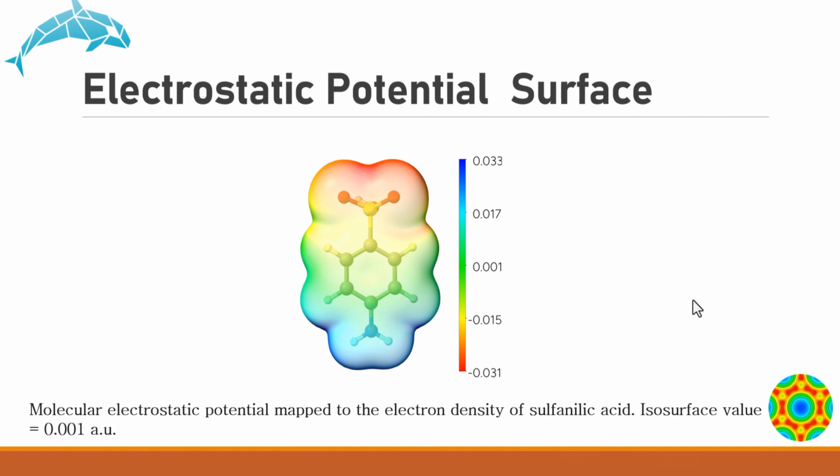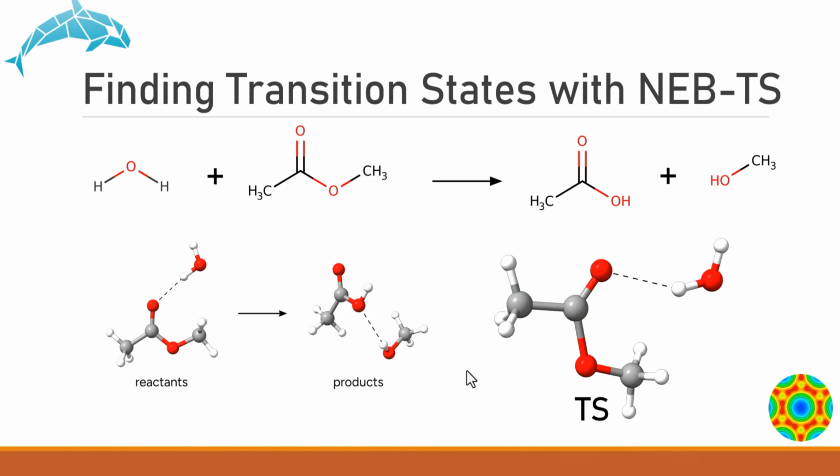Then we can also do electrostatic potential surface analysis. What we can do with Gaussian, we can also perform here. This is the molecular electrostatic potential map for this sulfanilic acid. This positive means positively charged position, and this is the negatively charged position, the red color. So we can also do this kind of calculation and plot these beautiful figures.